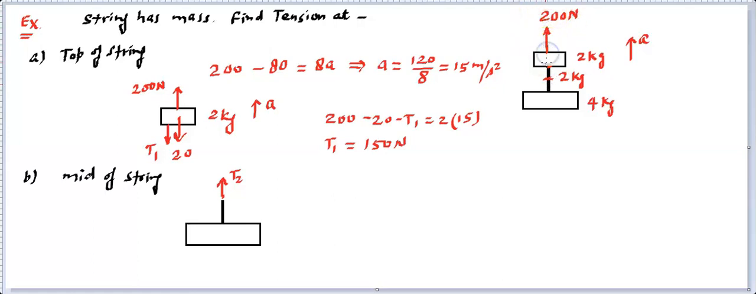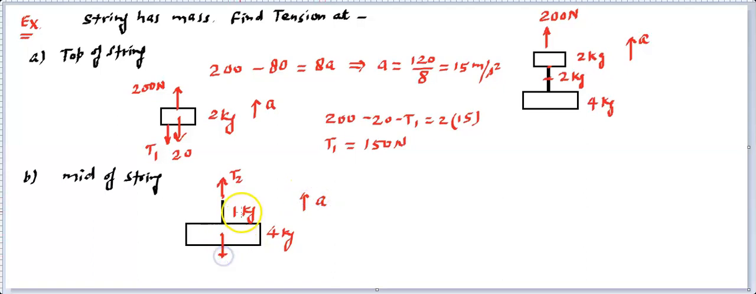Because this 200 was for the upside block, right? And then you need to see how much mass you are having. This is a 4 kg block, and this string you have cut in half. It's uniform, so it's going to be 1 kg. So according to length, we can divide the mass, and this must be moving in the upward direction with acceleration a.